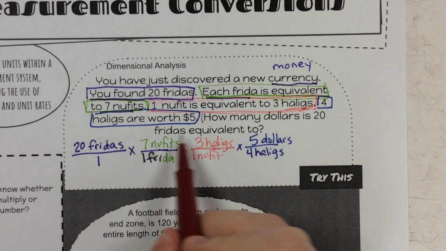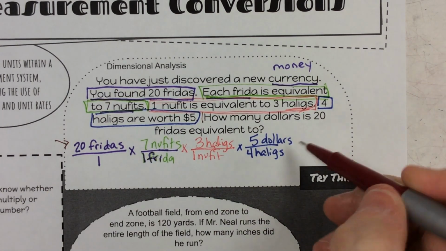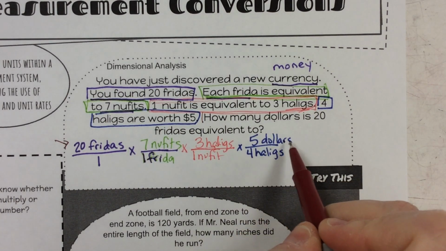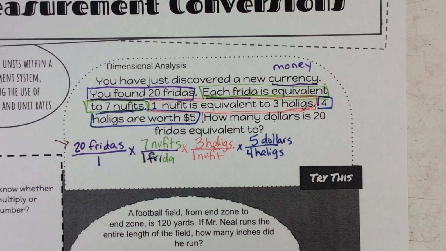So we think about, I started with 20 Fridas, and it starts on top, okay? And I end up with dollars, and it's on top. And that's going to be my answer, is in dollars. But the cool part of this is how these cancel, okay? So when it's like thinking about a fraction, if you have the same thing on top and the same thing on bottom, they're going to cancel each other out because when you divide, it gets 1.